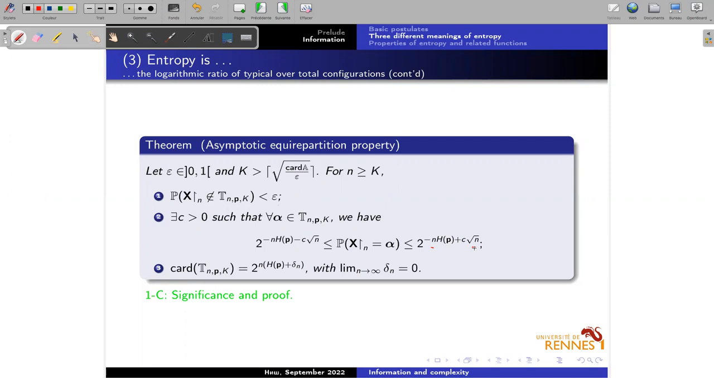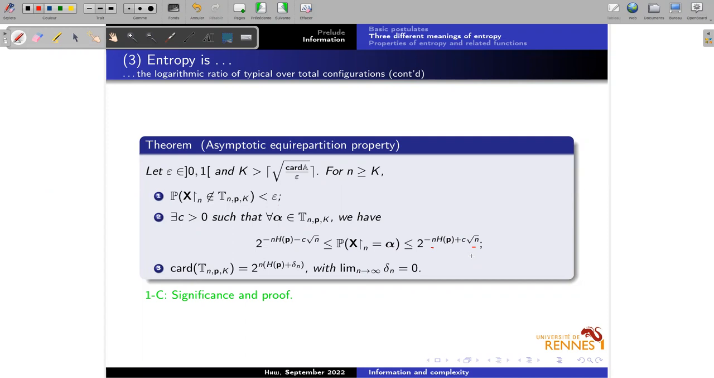When n is large, for instance 10 to the power 9, the number of bits in a USB stick, it's just 1 gigabyte, this is 8 times 10 to the power 9 bits. So when n is 10 to the power 9, square root of n will be 10 to the power 4.5. And this is negligible in front of 10 to the power 9. So the main term here will be essentially the term that is proportional to n, provided, of course, that h is not zero.